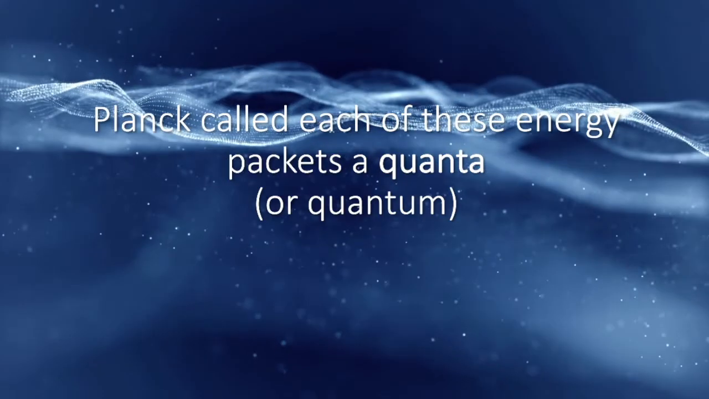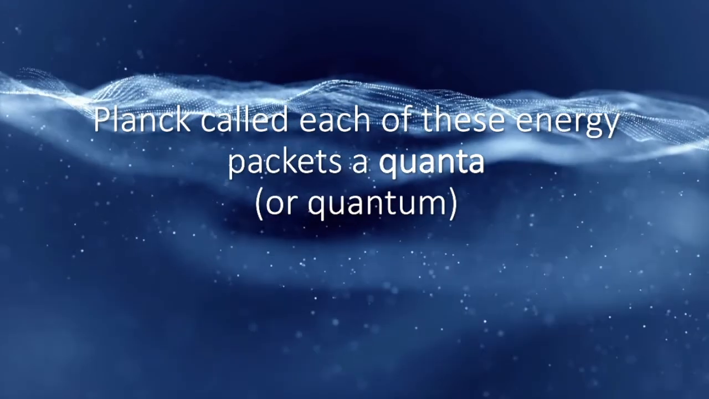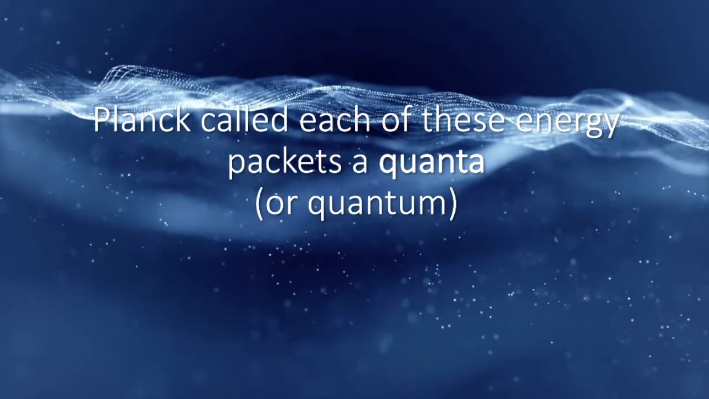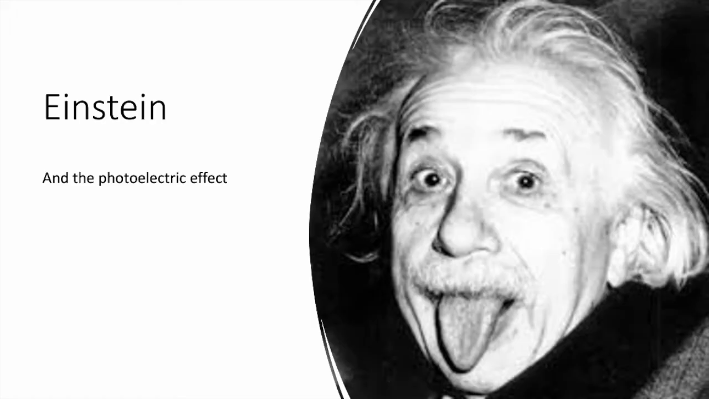He called each of these energy packets a quantum, and he proposed that the change in energy for a system, delta E, equals Planck's constant times the frequency of the light. Planck's discovery paved the way for the discovery of the photon, an elementary particle or quantum of light. Einstein extended Planck's idea of quanta to light itself.